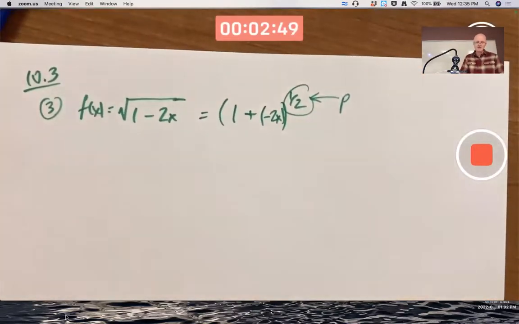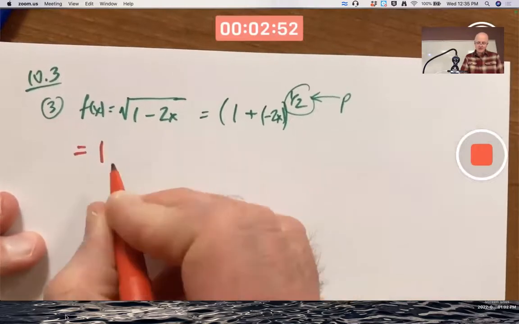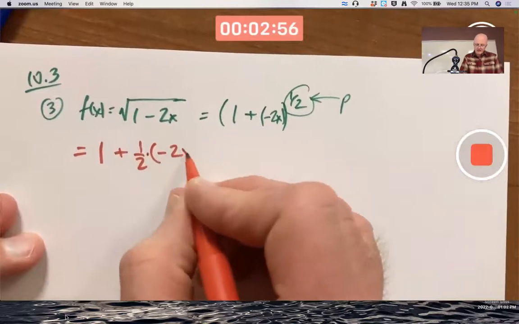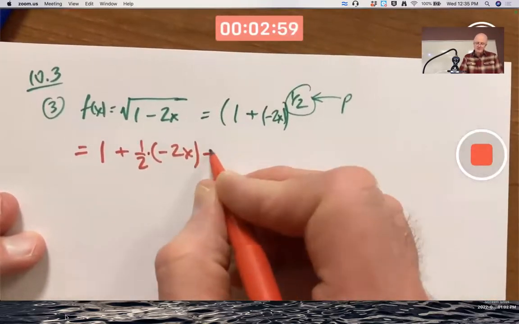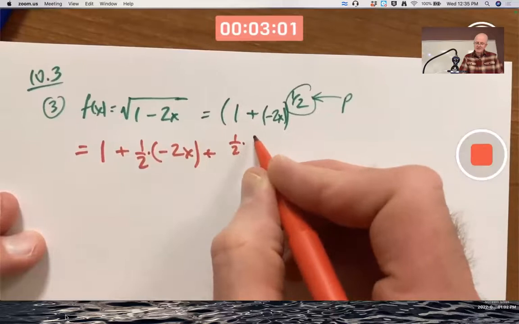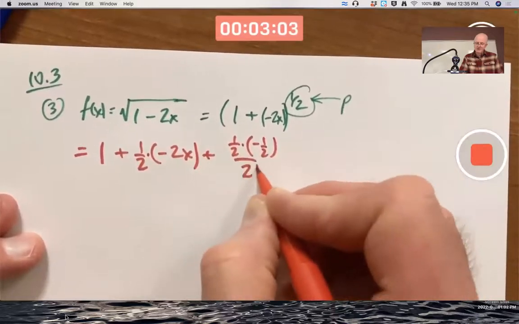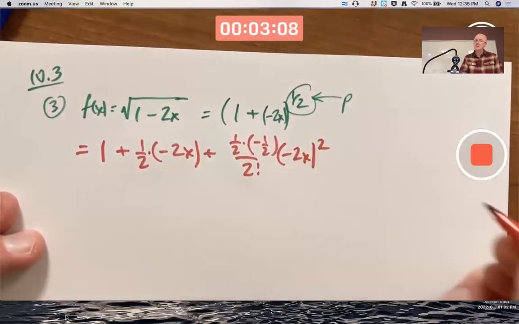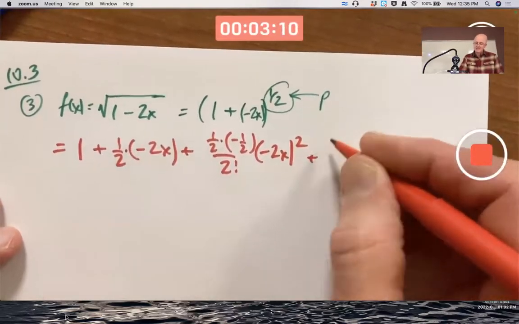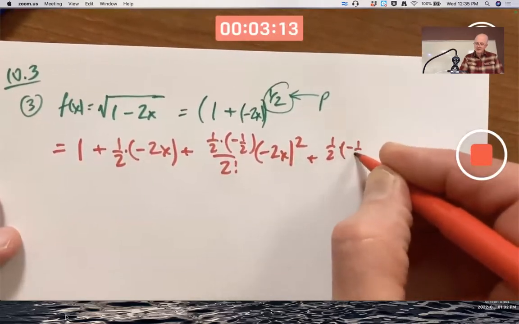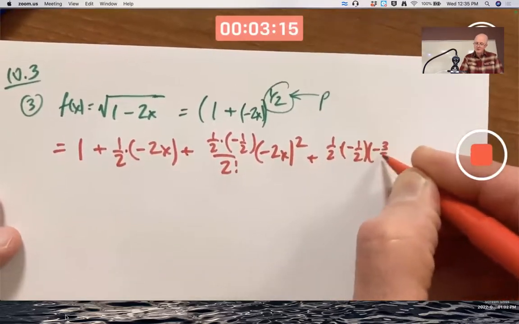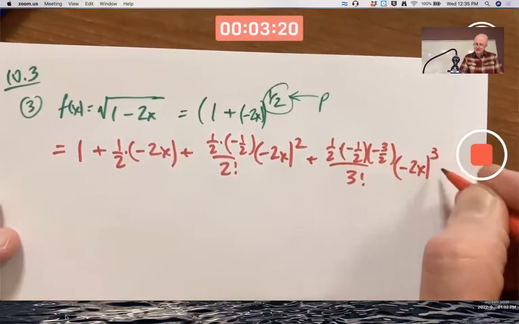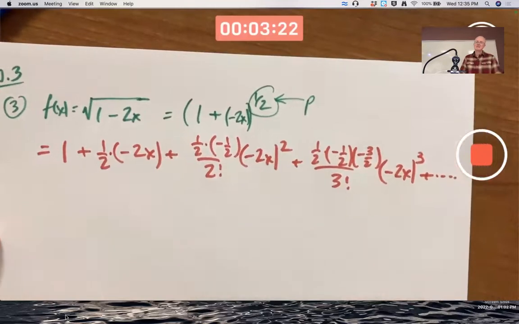P is 1/2. So this becomes 1 plus p times the thing that plays the role of x, which is negative 2x, plus p times p minus 1 over 2 factorial times the thing playing the role of x quantity squared, plus p times p minus 1 times p minus 2 over 3 factorial times the thing playing the role of x quantity cubed, et cetera. As I always say, don't forget your plus dot, dot, dots.